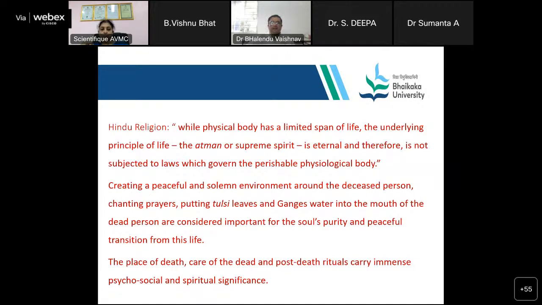Therefore, creating a peaceful and solemn environment around the deceased person, chanting prayers, putting tulsi leaves and Ganges water into the mouth of the dead person are considered important for the soul's purity and peaceful transition from this life. The place of death, the care of the dead, and the post-death rituals all carry immense psychosocial and spiritual significance.